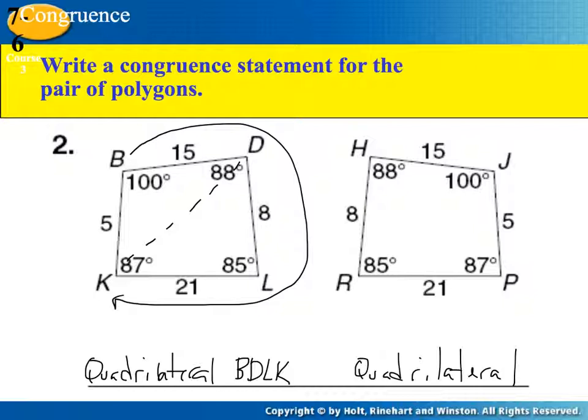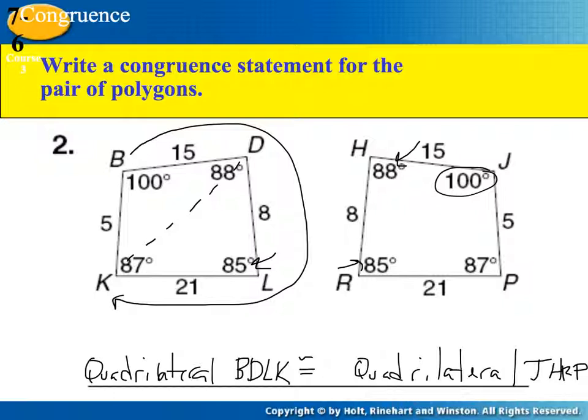Which means I need to set it congruent to quadrilateral. Well, B is my 100-degree angle. Well, that's what J is. So, J. D is my 88-degree angle, followed by H. Then I went to my 85-degree angle, R, and P. J, H, R, P. That tells me all of those are congruent.